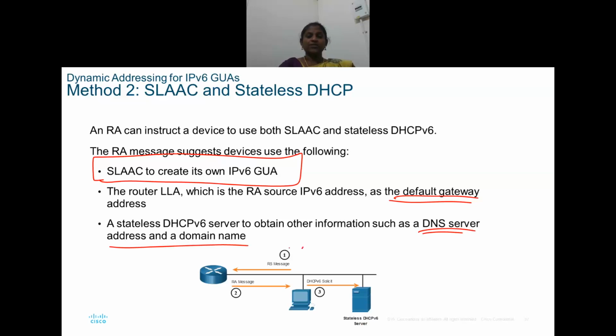So first the client is searching for a router. The router sends the prefix. Also, it is telling, I only have the prefix. For all the rest of the information, you should contact the DHCP server. Then the client contacts the DHCP server and receives the information. This is called SLAAC and stateless DHCP.